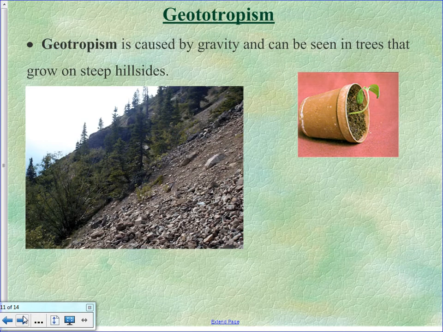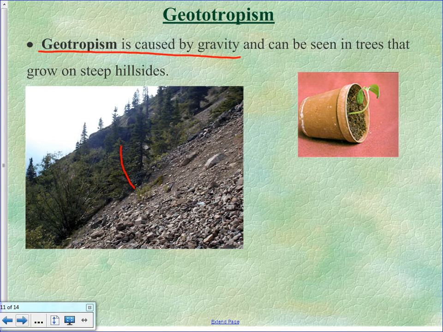Okay, so geotropism is caused by gravity and can be seen in trees that grow on steep hillsides, right? And this one here you can see a little bit better. The tree trunk of this one is bent a little bit like that, right? Because it probably got knocked over in a rock slide or something, okay, and needed to start growing back upwards. All right, so part of that is to help them find where the light is.